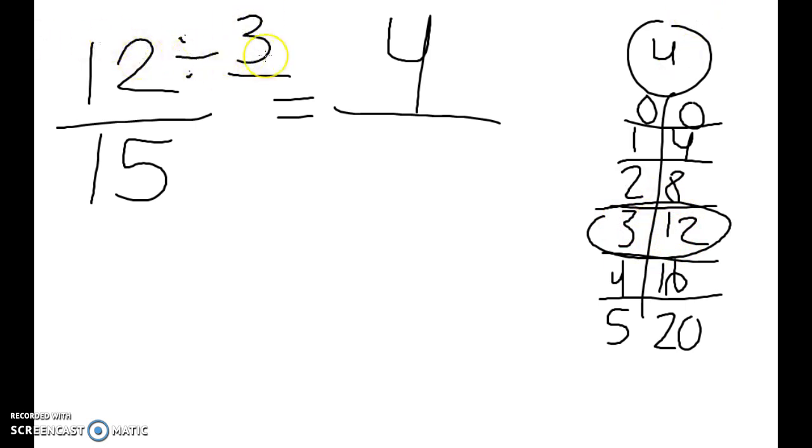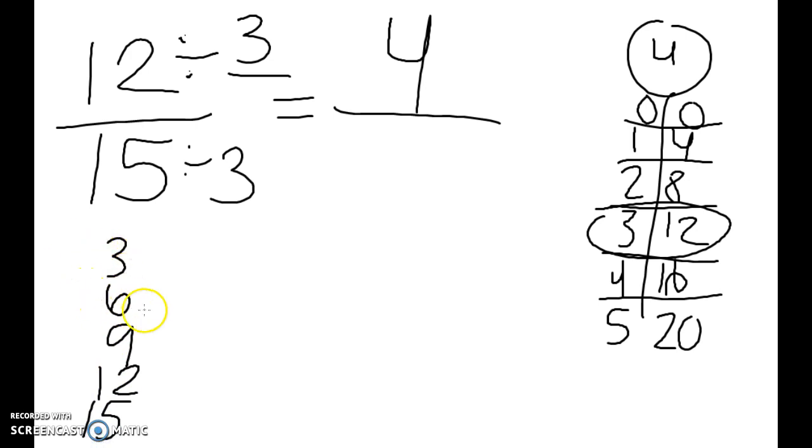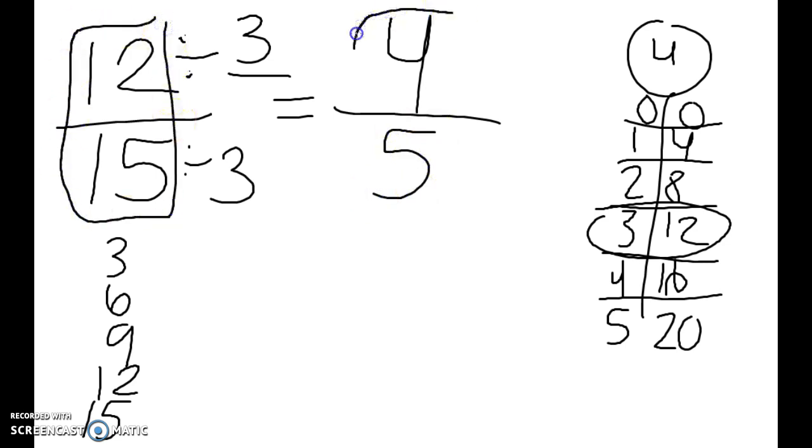Now, if I divide by 3 up top, that means I have to divide by 3 at the bottom. 15 divided by 3 equals blank. Now, I can also think of this as a fact family. 3 times what number equals 15? To figure this out, I could skip count by 3s. 3, 6, 9, 12, 15. So this means 3 times 5 equals 15, or 15 divided by 3 equals 5. 12/15 is equivalent to 4/5.